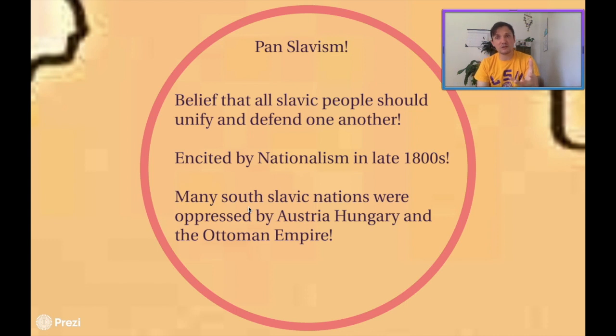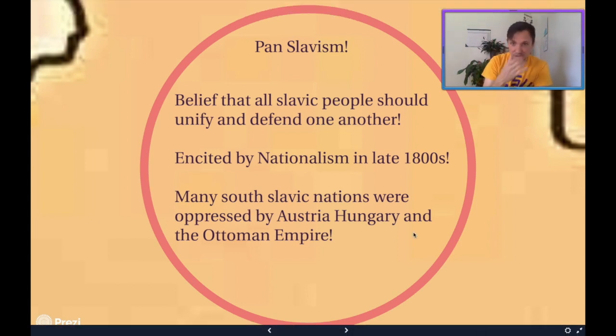This actually was achieved after World War I. Spoiler alert, when the Allies win World War I, for quite some time there was a country known as Yugoslavia, which meant literally like the Slavic country. But it got broken up later on into several other smaller countries. But anyway, this was incited by nationalism. This pan-Slavic idea was incited by nationalism in the late 1800s, okay?